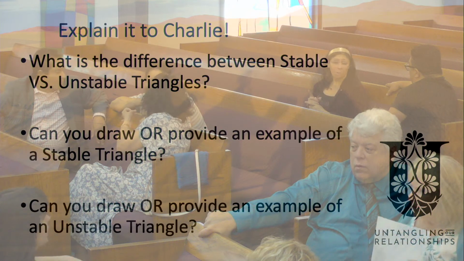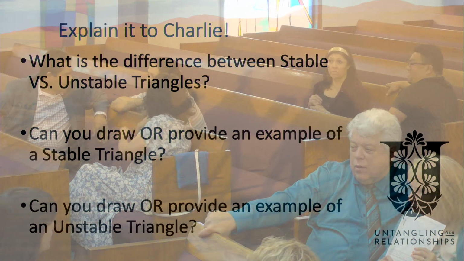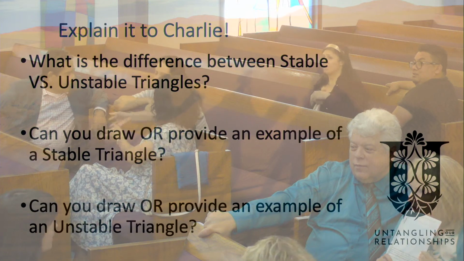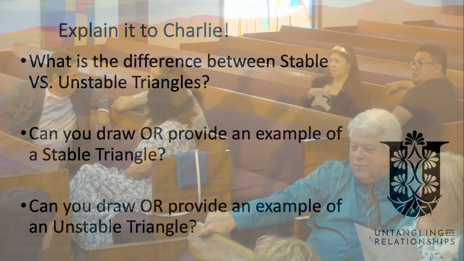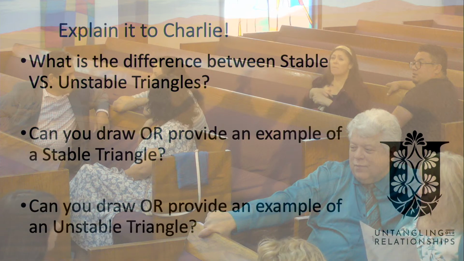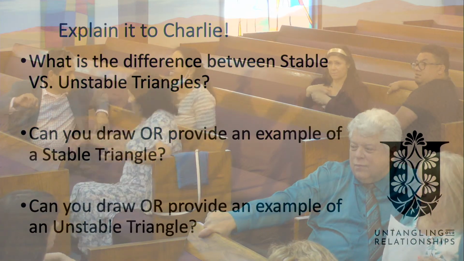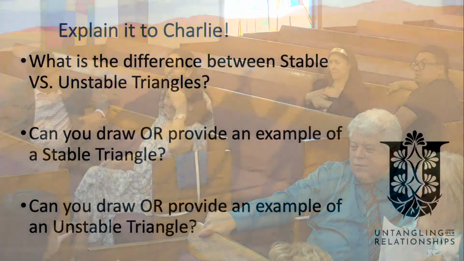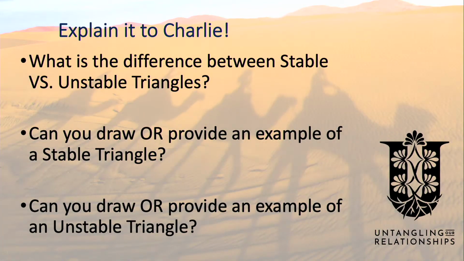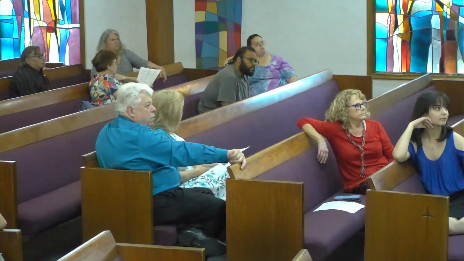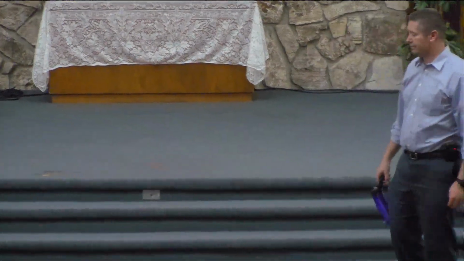All right, help me out. What's the difference between a stable and an unstable triangle? Stable is resistant to change. Doesn't mean the triangle can never change, it's just a little more resistant to it. Good. And what's an unstable triangle? The triangle that is unstable wants to change, and it wants to become stable. Good. So can you provide an example of a stable triangle for us?